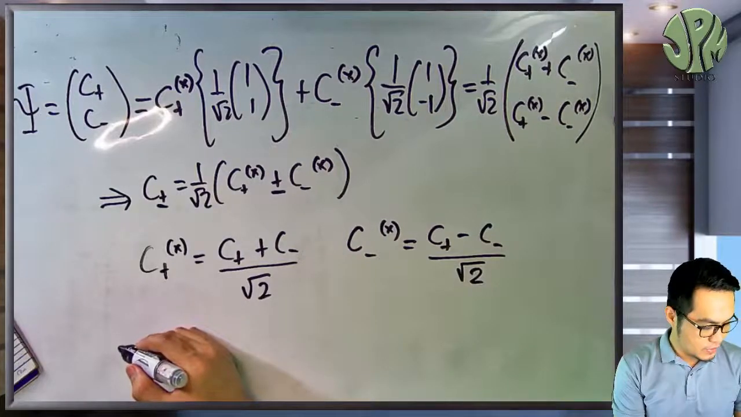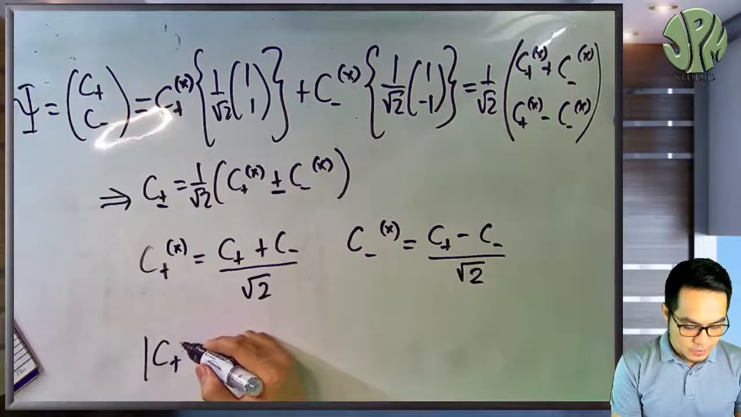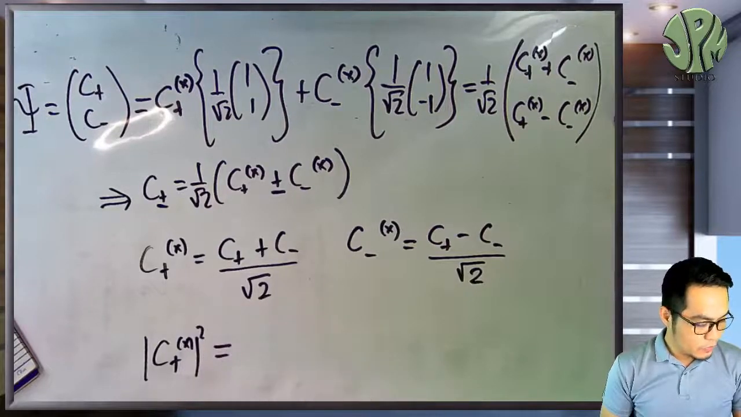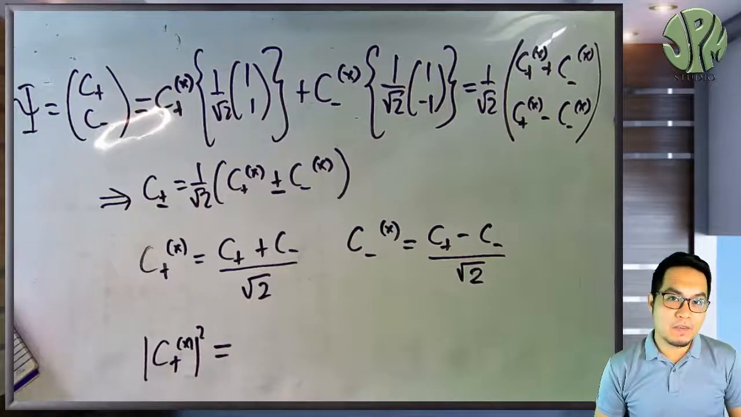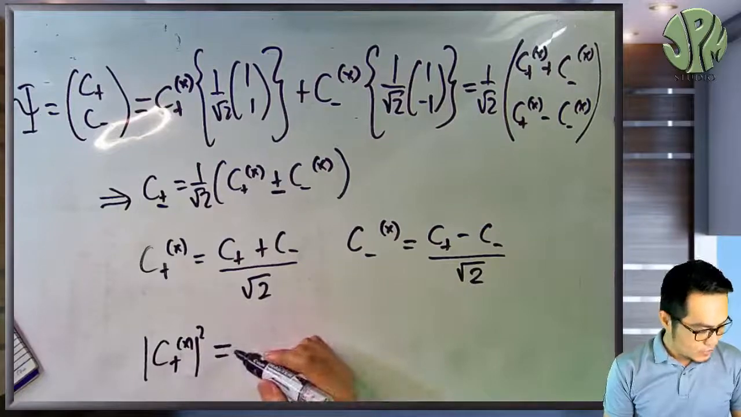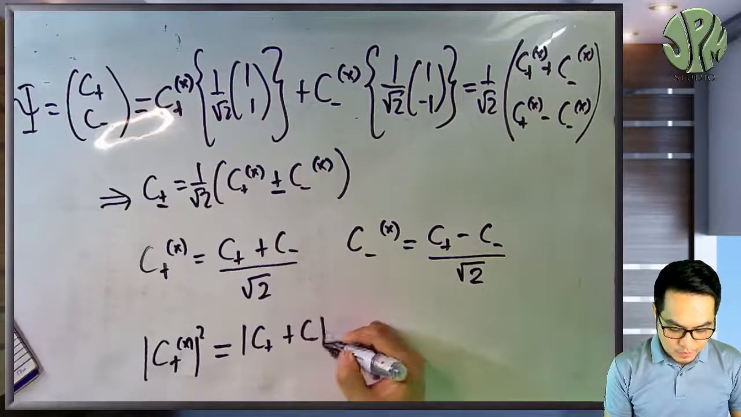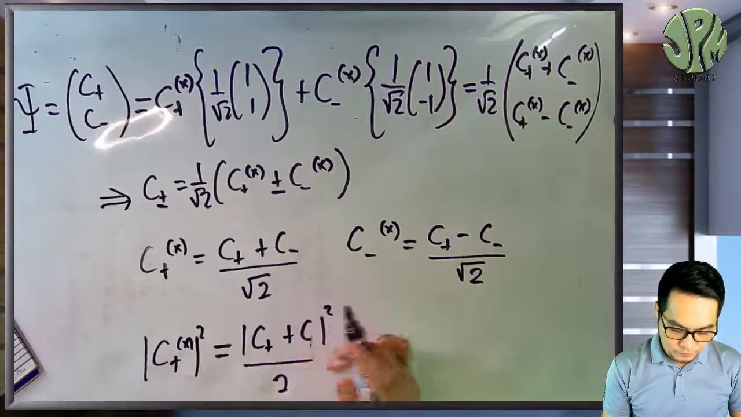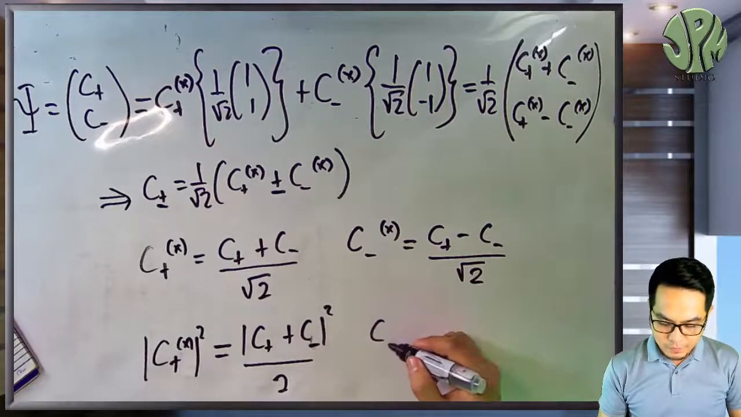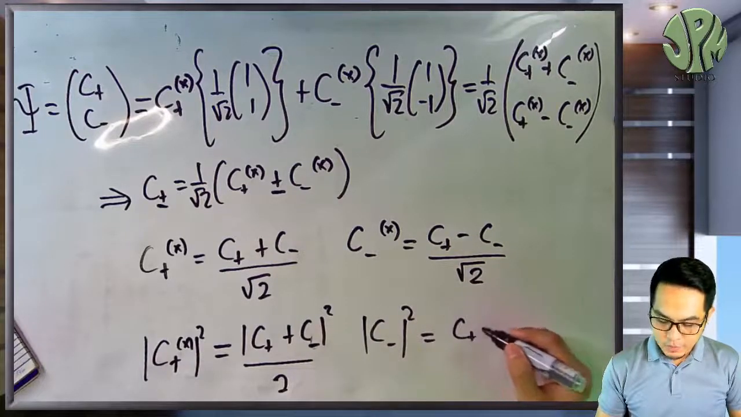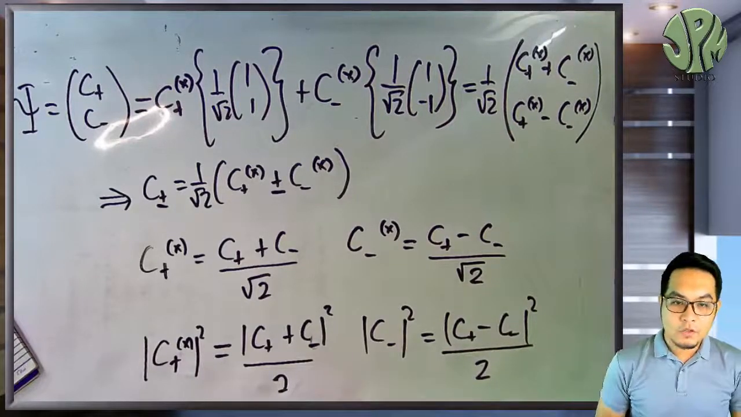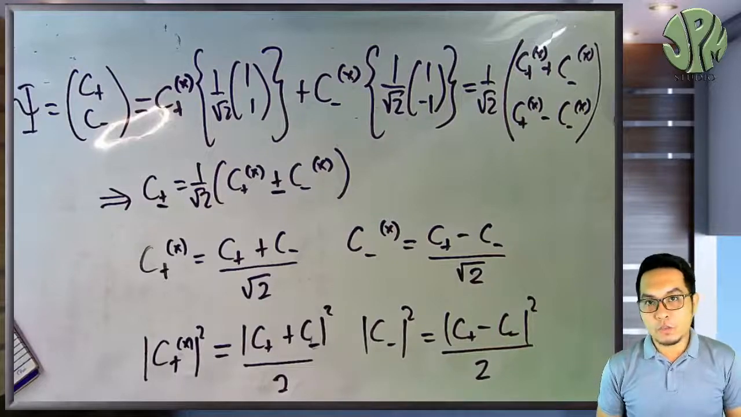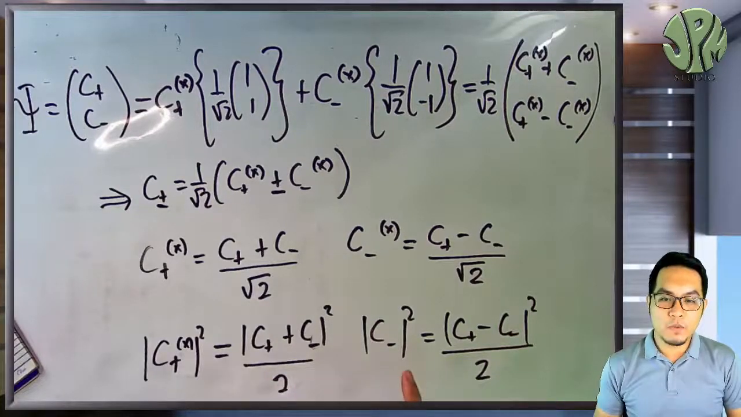The square of this, C plus x squared, will now give you the probability that if you measure Sx, you get the positive h bar over 2 eigenvalue. So you will get C plus plus C minus, squared, over 2. Similarly, for C minus x, the probability is C plus minus C minus, squared, over 2. These are the corresponding probabilities for the two eigenvalues: the plus h bar over 2 eigenvalue and the minus h bar over 2 eigenvalue.